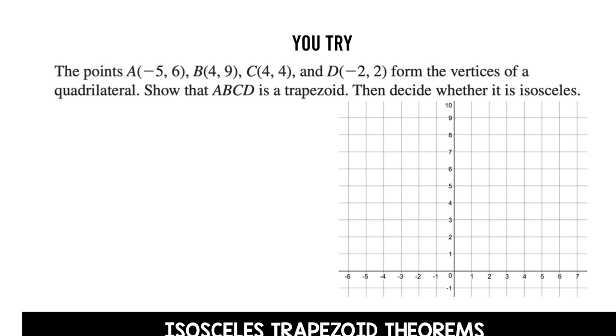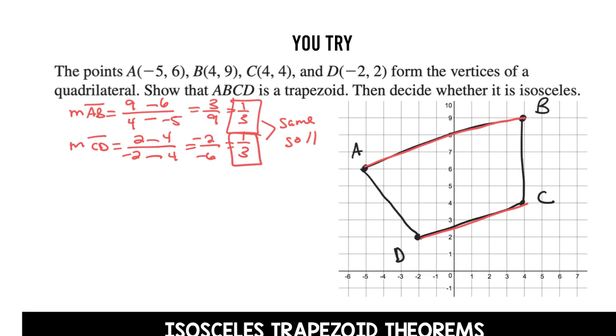All right, so I'm going to have you go ahead and do this U-try. Plot the 4 points to make your quadrilateral, and then you have to show that it's a trapezoid by finding the 4 slopes. And then you have to decide whether it's isosceles by finding the 2 segments that are not parallel and calculating their distance. All right, so have the substitutes pause the video here, give you guys some time to work through this problem on your own, and then we'll press play and you can check your answers with my solutions.